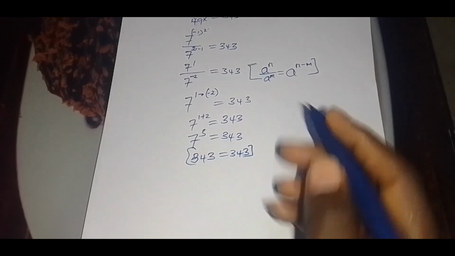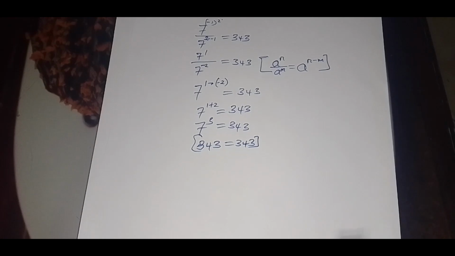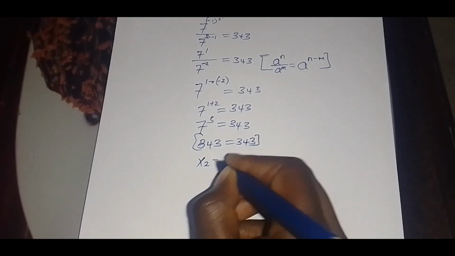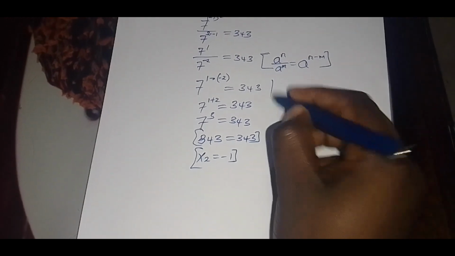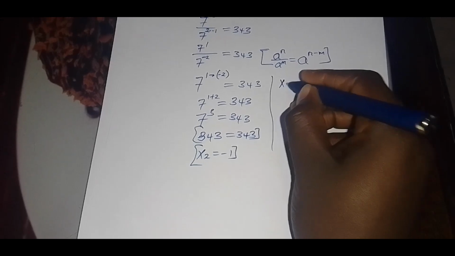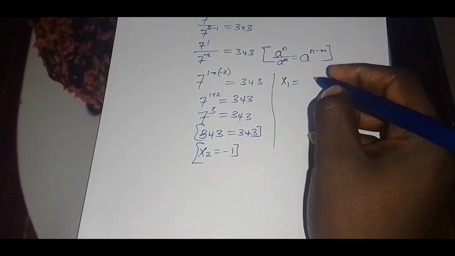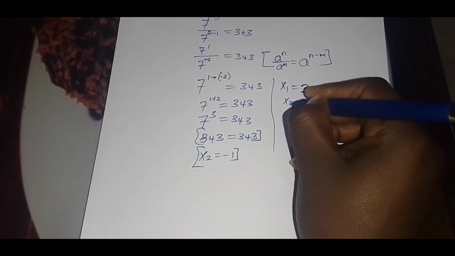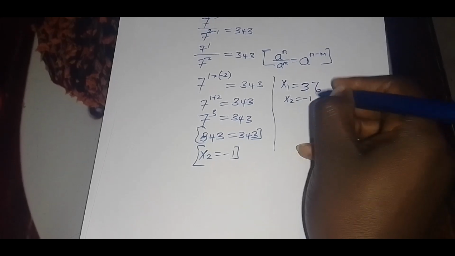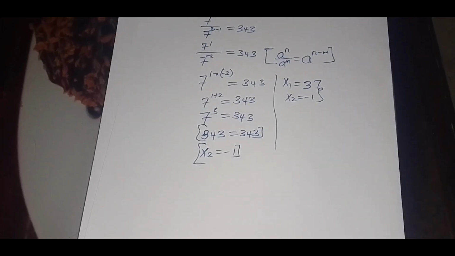Okay, so that shows that x2, which is equal to negative 1, also satisfies the equation, and that shows that we have two solutions for this exponential equation, x1 being 3 and x2 given as negative 1. These are the two solutions for this exponential equation.